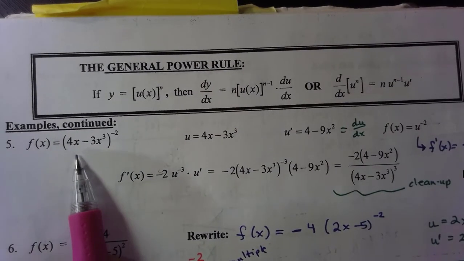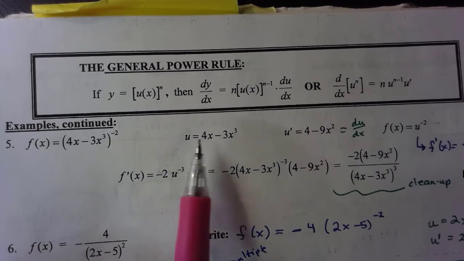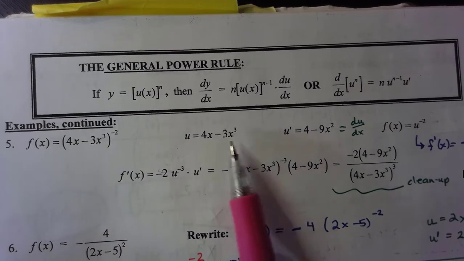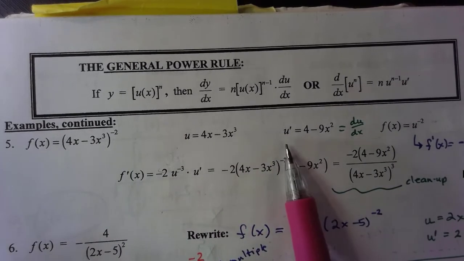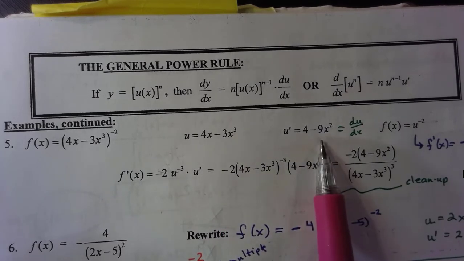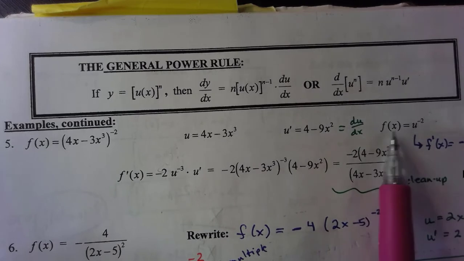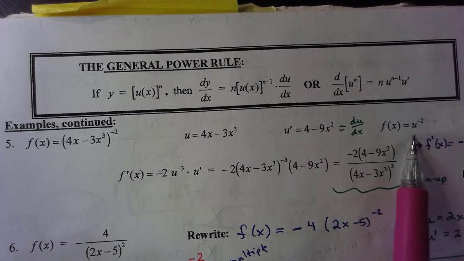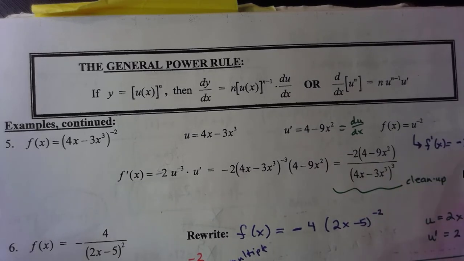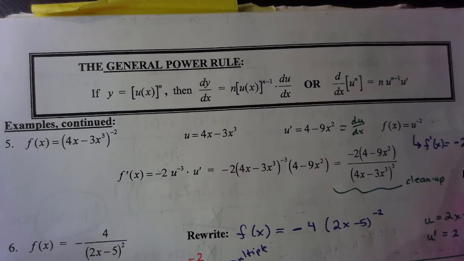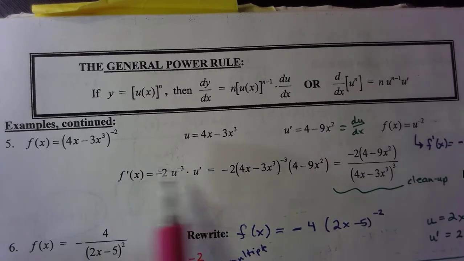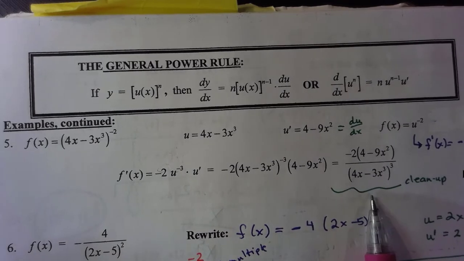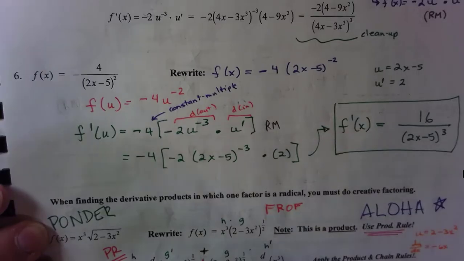So f of x equals 4x minus 3x cubed, to the negative 2. Again, our u is going to be the inside function, and our outside function is the negative 2 power. So here's our u, 4x minus 3x cubed. Our u prime is the derivative of that, 4 minus 9x squared. We could also call that du/dx. And our function, f of x, is now u to the negative 2. Well, what's the derivative of u to the negative 2? It is negative 2u to the negative 3, but remember that u is a function of x, so times u prime. So f prime of x is negative 2u to the negative 3 times u prime. Substitute everything back in, clean it up. That negative exponent means to move it down to the denominator. Let's look at the next example.